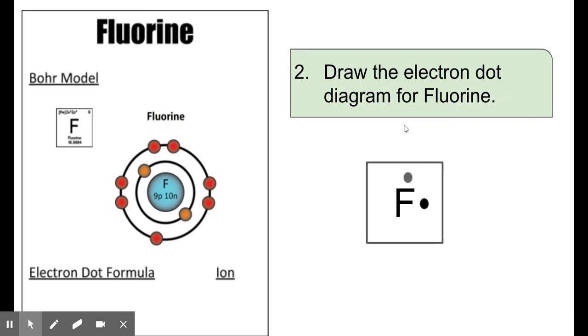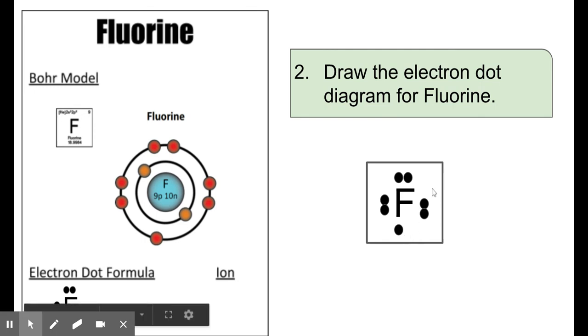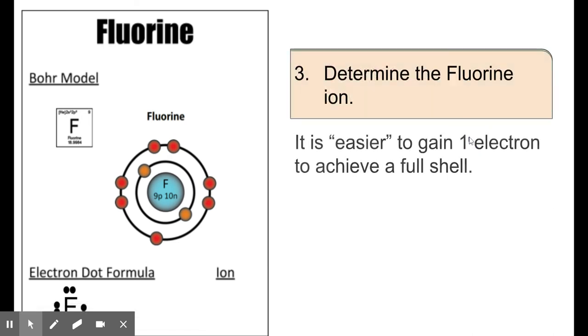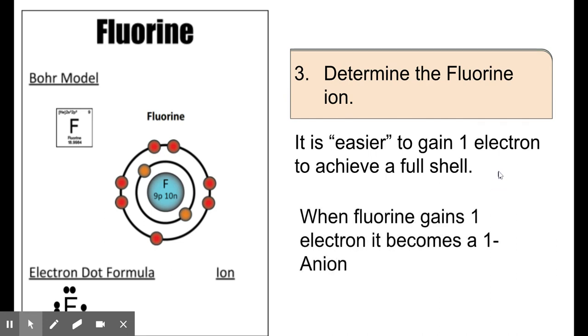Each side of the symbol gets 2 valence electrons total. You can't put more than 2 on a side. When you look at it, you can imagine an empty spot right here where another electron could go. That gives us a clue about the ion that's going to form. It's easier to gain 1 electron to achieve a full shell than it is to lose 7. So fluorine's going to gain 1 electron and become a -1 anion.